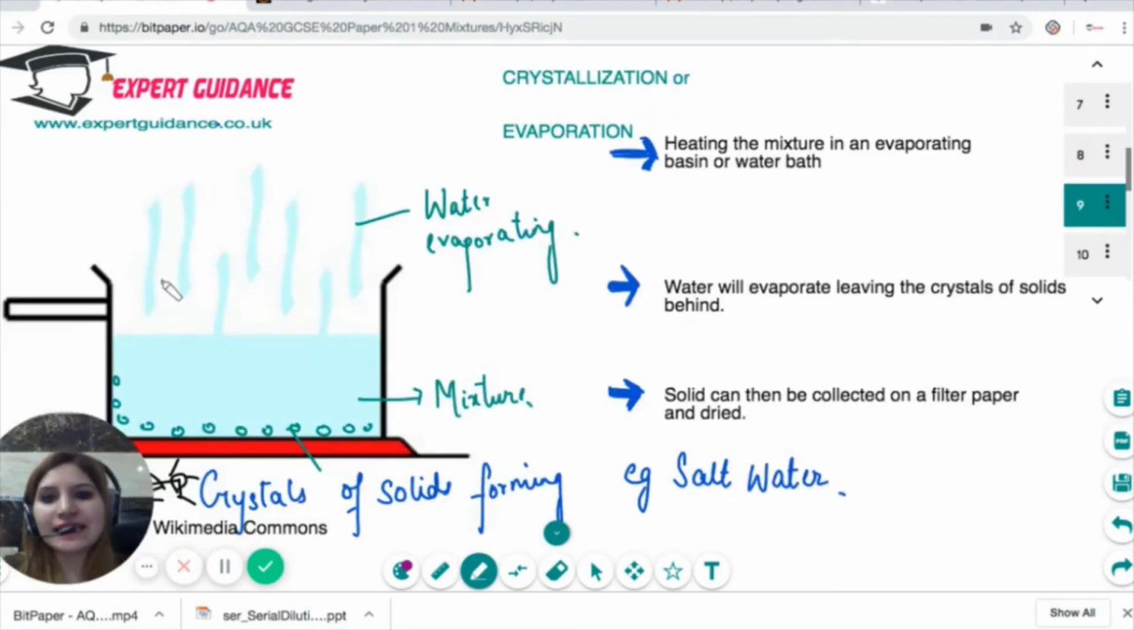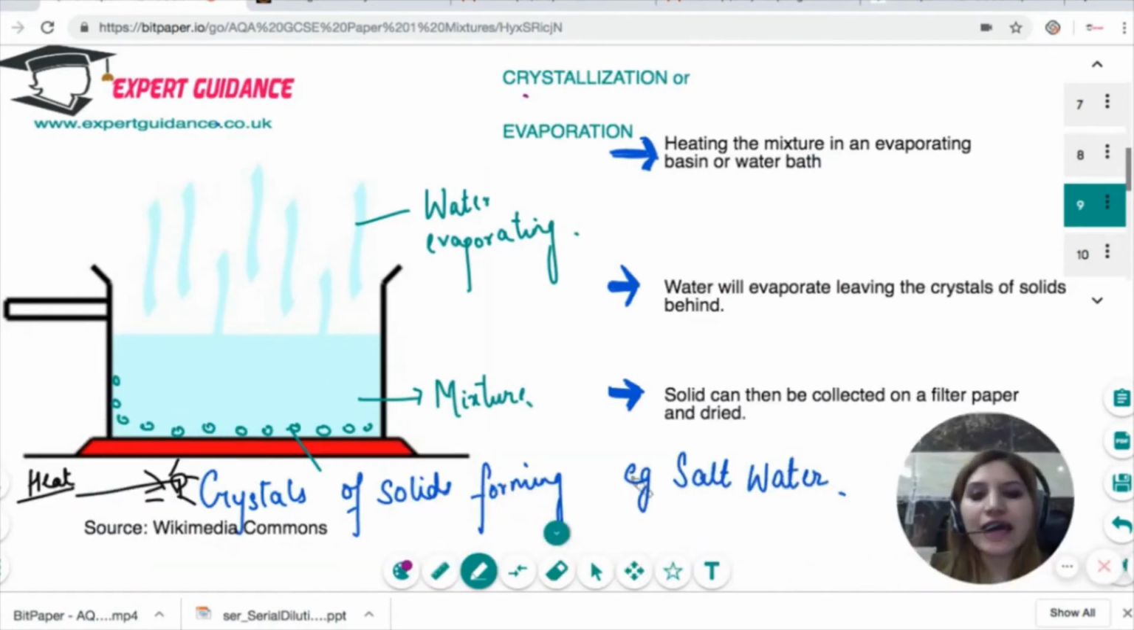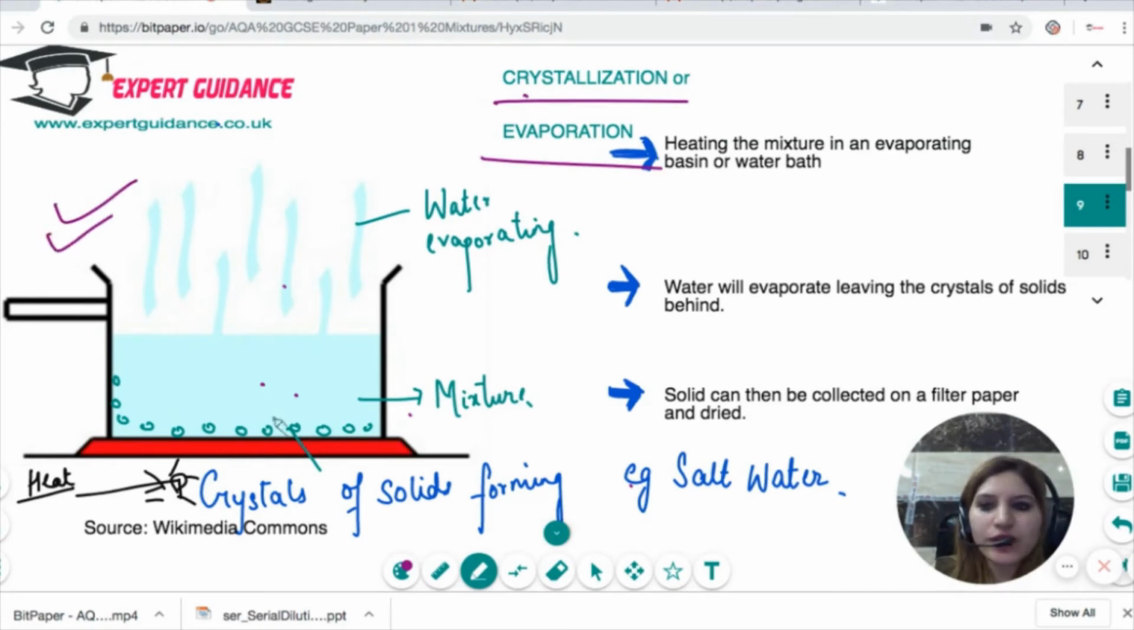Now the second technique, which is used to separate a solid and a liquid with the solid completely soluble in the liquid, is crystallization or evaporation. So this is the setup that we use. We take a water bath and we heat the mixture in this water bath. Let's suppose it has a solution of salt and water. We will heat this mixture. All the water will get evaporated and the crystals of solid will start forming. So you have your solid component separated from the liquid.